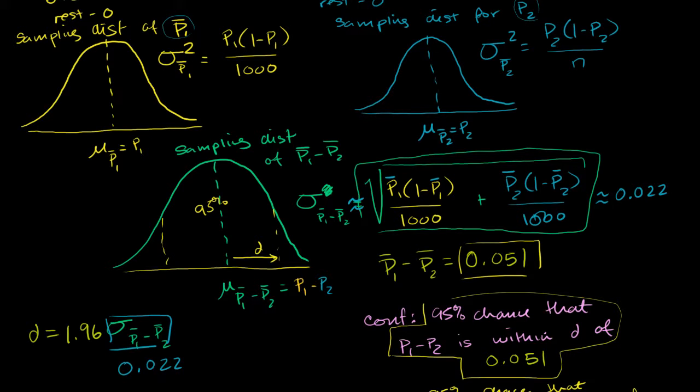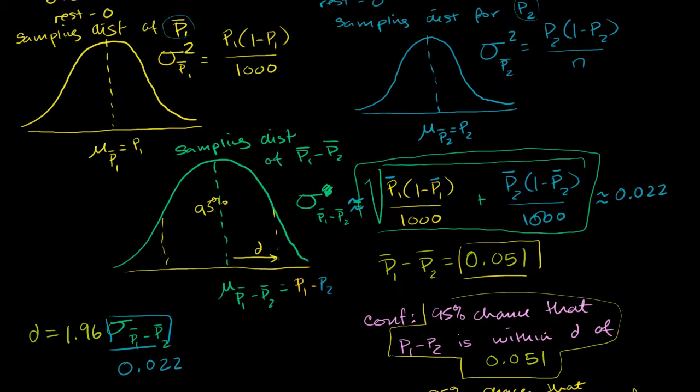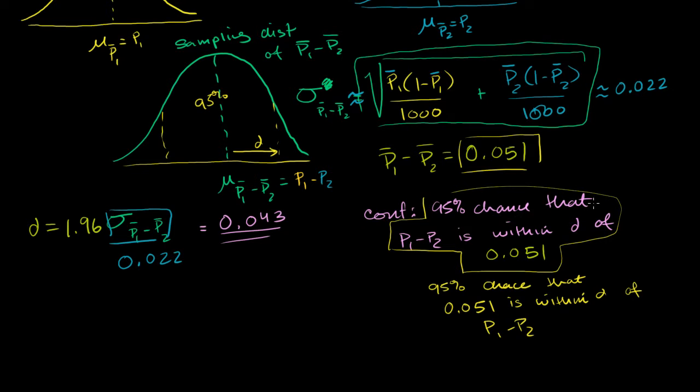So let's just multiply that. 0.022 times 1.96 gives us 0.043. I'll just round it. So this right here is equal to 0.043. And just like that, we have our confidence interval. We know that there's a 95% chance that the true difference of the proportions is within 0.043 of the actual difference of our sample proportions that we got.